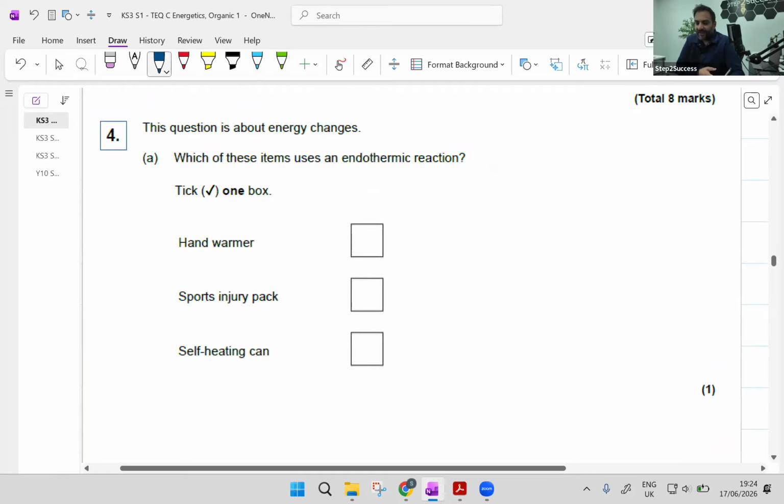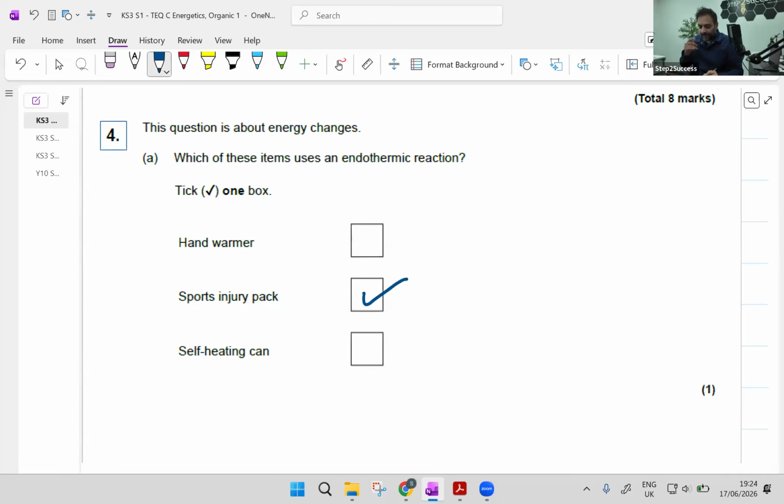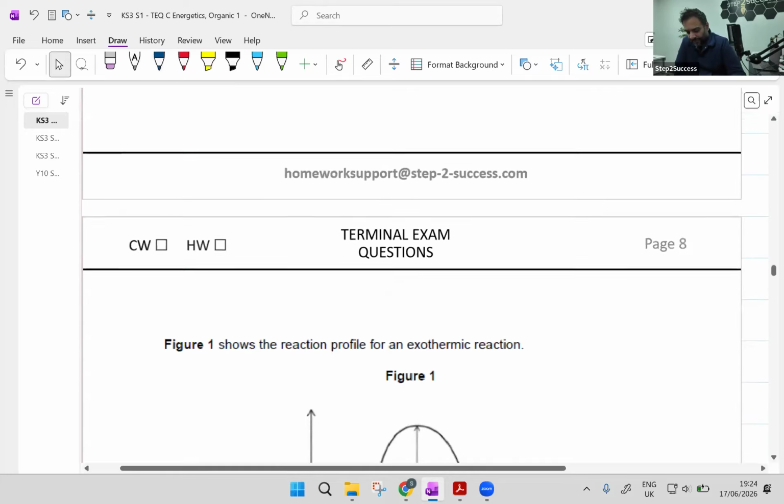Which of these items uses an endothermic reaction? That is a sports injury pack. Let me explain what that means. Sometimes inside a first aid kit, you have this pouch that if you shake it, it gets cold. Because sometimes you need to put ice on somebody that's been hurt, and you might not have ice available to you. So if you shake it, it sucks in heat energy from the gel around it, which makes the gel cold. So that uses an endothermic reaction.